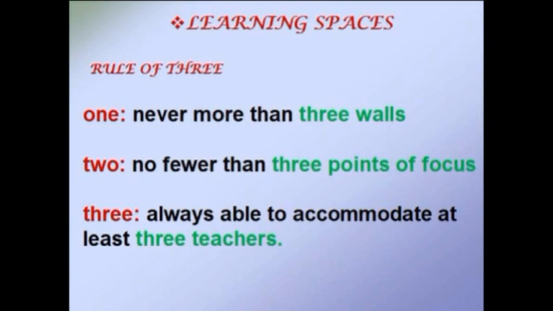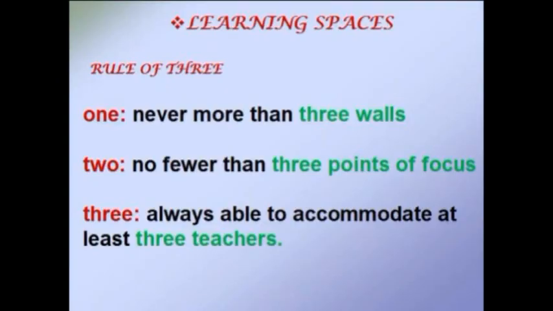No fewer than 3 points of focus. The same thing I said. If you're teaching a subject, let it have at least 3 points of focus into something other than the context that you are teaching. If you're teaching rainfall, let it be connected with something else. Something to do with crops, something to do with floods, something to do with drought, something to do with sociology, and talk about how rainfall patterns have changed across the world. Something to do with history, how complete civilizations got wiped out because of rain and floods. So never less than 3 points of focus, and always able to accommodate at least 3 teachers.